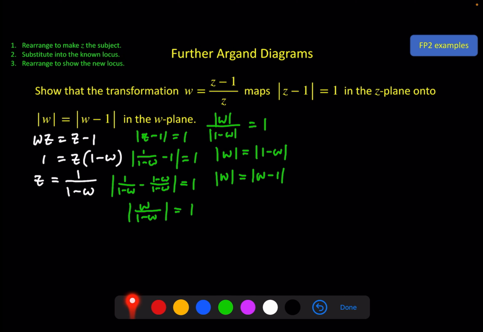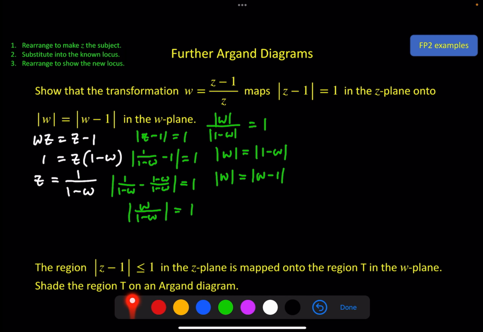Now there's a second part to this question that says the region, so we've got our circle here, and now it's saying inside the circle in the z-plane is mapped onto the region T in the w-plane. Shade the region T on an Argand diagram. So first of all, I need to know which region it is.